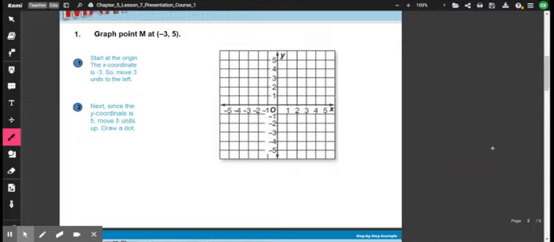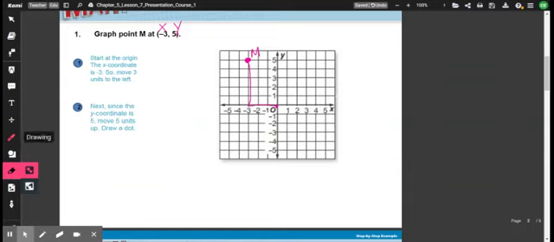Example 1 is graph the point M at negative 3, 5. First we're going to move on the x, and then we're going to move on the y. So start at the origin, move negative 3 on the x, and then go up to positive 5 on the y, and that will be our letter M.